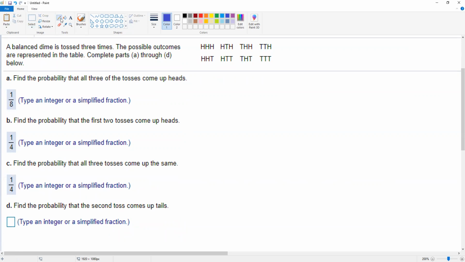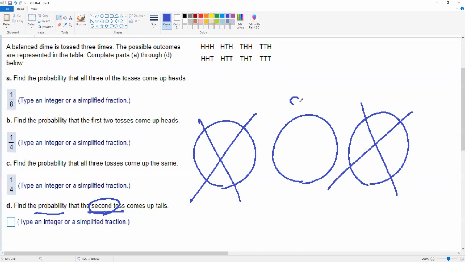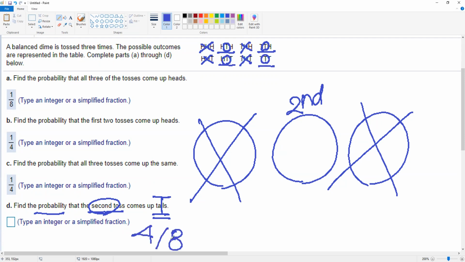Let me finish. It's part D. Find another probability. Just focus on the second one. Again, we toss 3 times. Ignore the first one and the third one. Just focus on the second one. It must be tail. So it's not this one. Yeah, here's a tail, second one. Not this one. And tail here, the second one. Not that one. Tail in the middle. And tail in the middle. How many? 4 out of 8. Simplify. It will be 1/2.